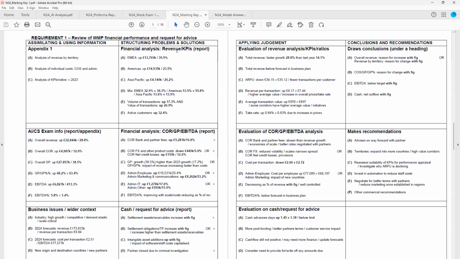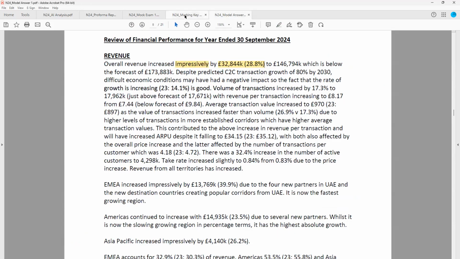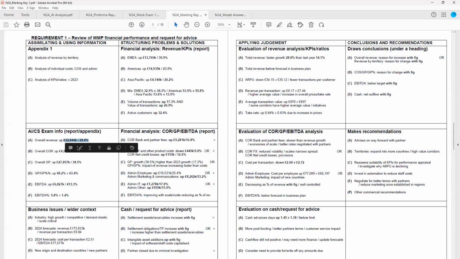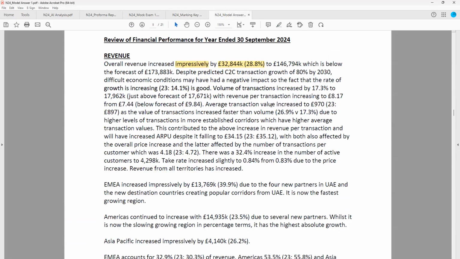Usually you can have either or in the marking key, but if you've got both in there, then it's a bit of a safe measure to make sure that if you did have a typo, you'd still pick up the other one. So a bit of a backup measure there. And I also like to give the absolute figure, even though you technically don't need to. It's then useful to compare that to the forecast, which you should most definitely do. So revenue's gone up, which is impressive, but it is below the forecast.